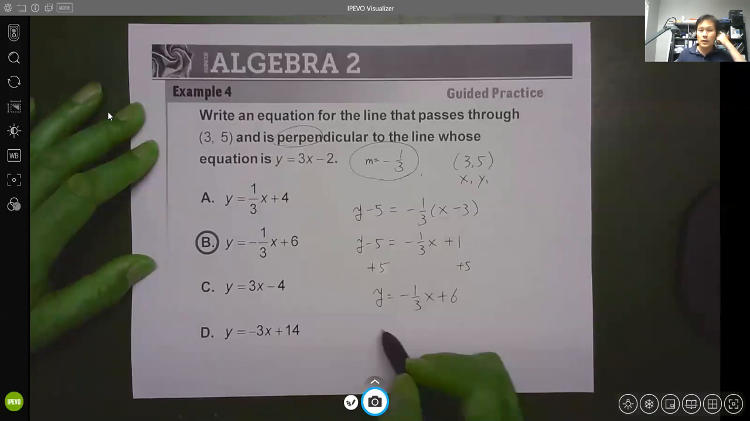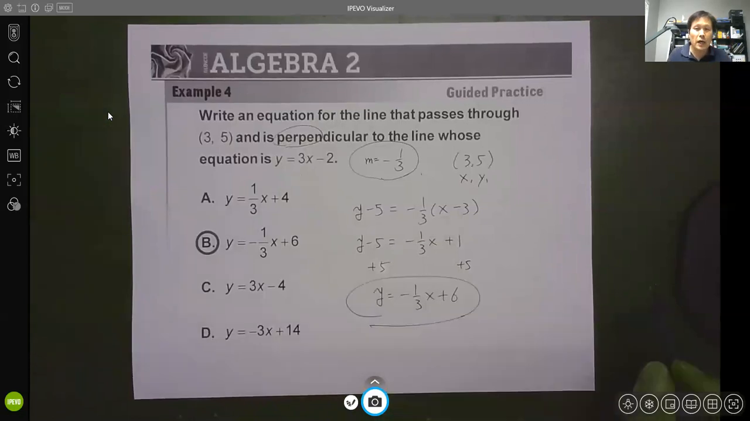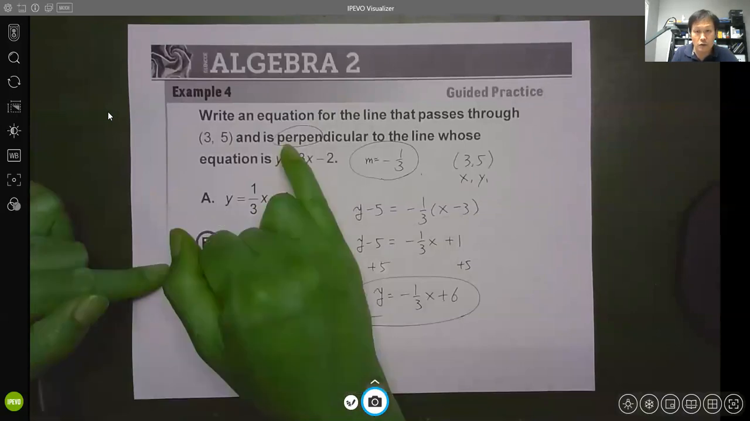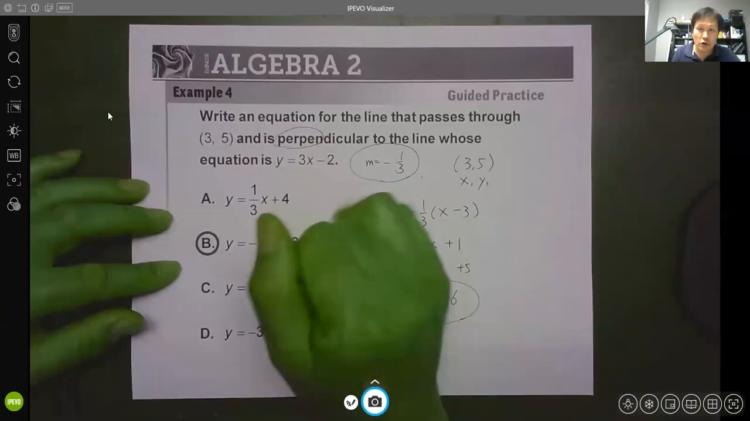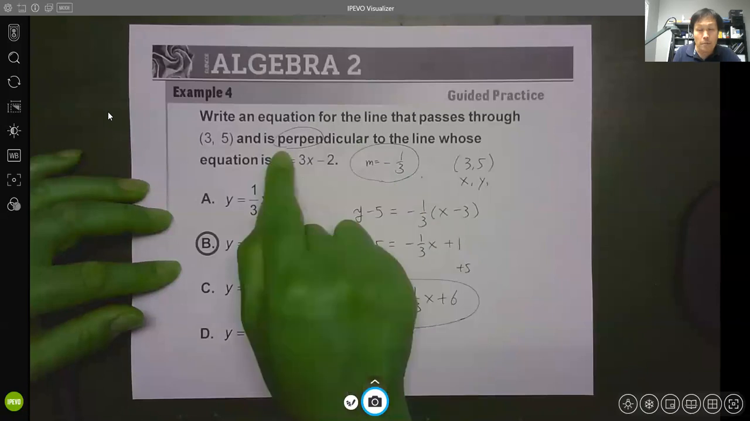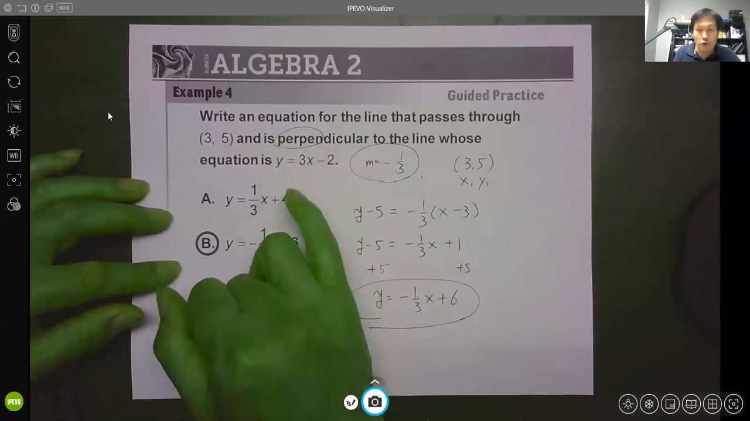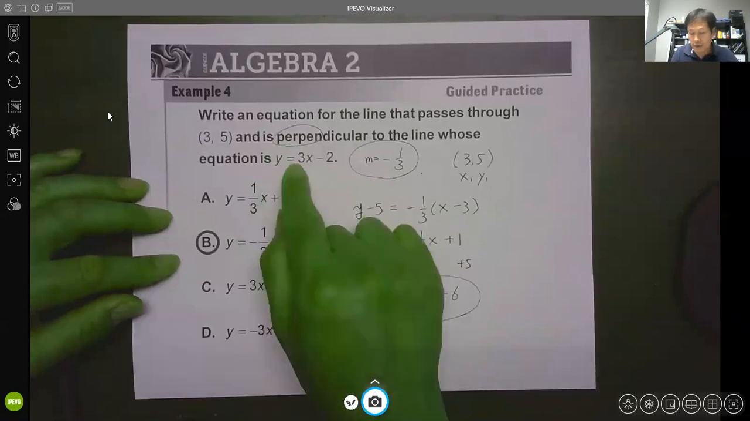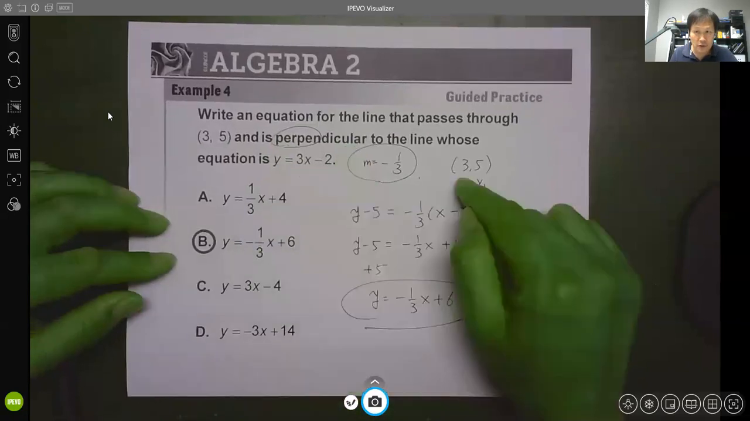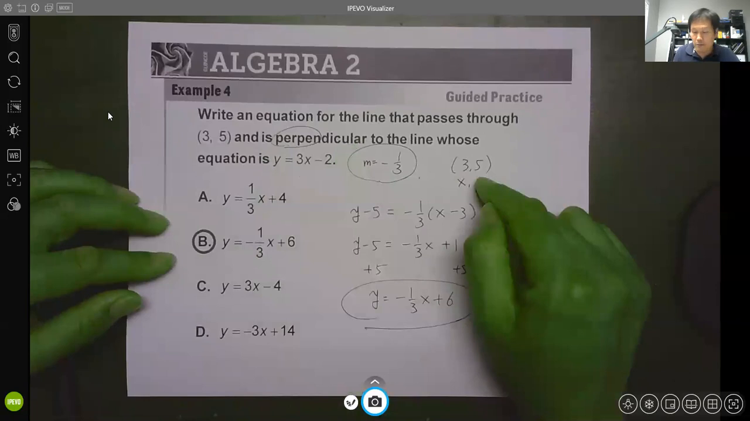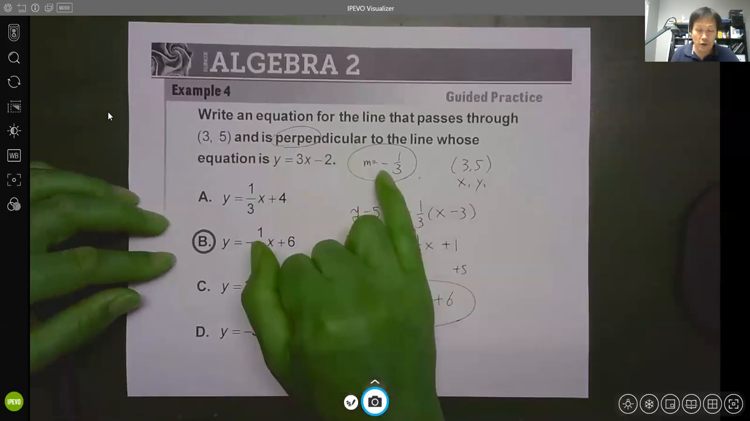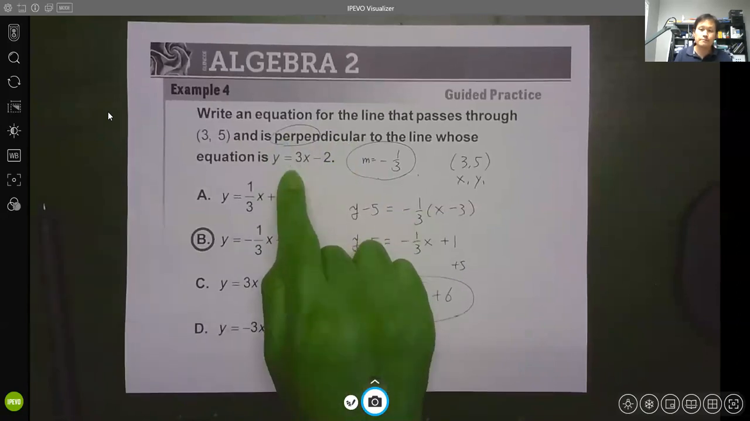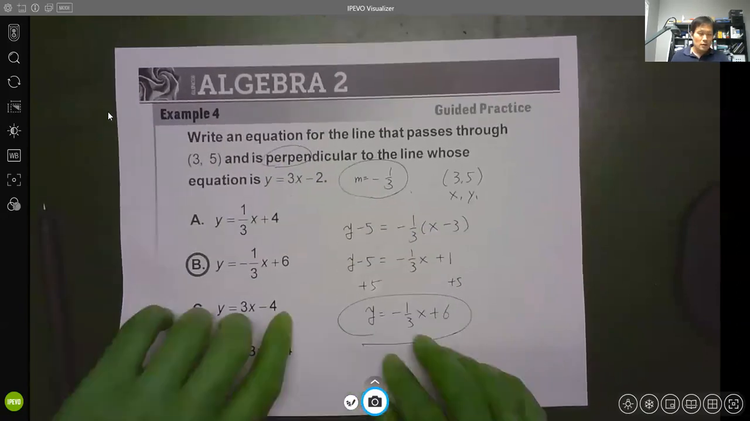Final answer. Okay, it's very possible for us to say parallel to the line instead of perpendicular. If this was parallel, our slope is 3. You use the slope as it is. Slope is 3, point is (3, 5), so you do exactly the same, but the slope will be different. If we say this is parallel, then you use the slope as it is. Okay, guys.